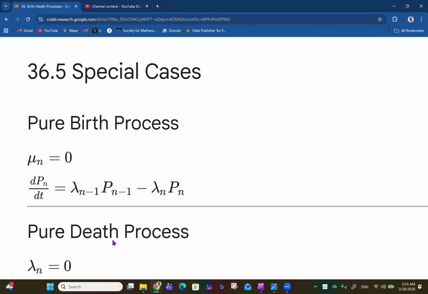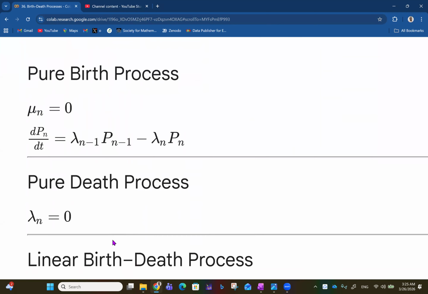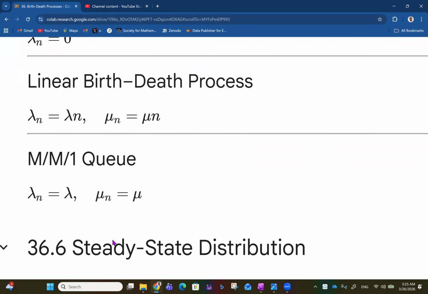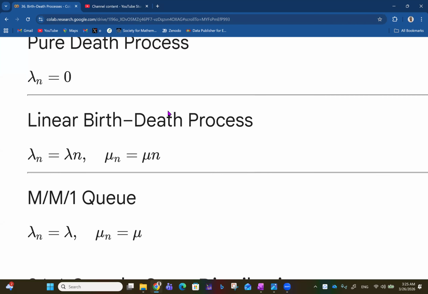So for special cases of a birth-death process, we have the pure birth process where the rate of death is 0, the pure death process where the rate of birth is 0, and we have a linear birth-death process where lambda n is lambda times n, and mu n is mu times n. That's a linear birth-death process.